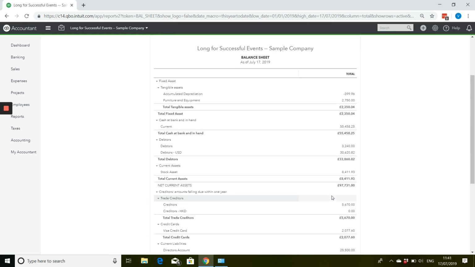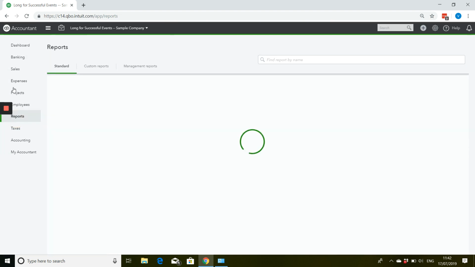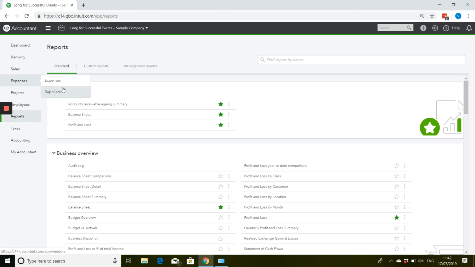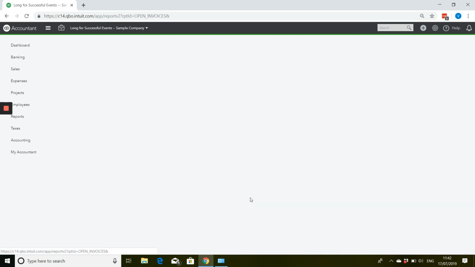It's a bit complicated. It's not something you're always going to want to know about, but it's worth knowing what it looks like in case you do want to have a look at the report. Just two other quick reports that I want to have a look at, and they're ones we have had a look at in other modules. One is the open invoices. I'm just going to click on that now.